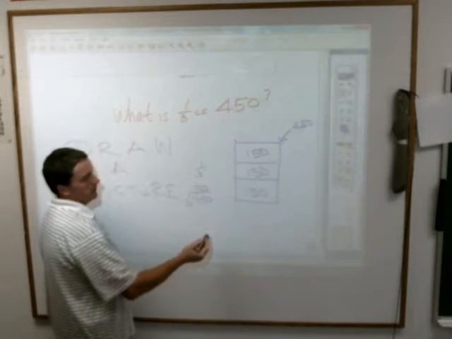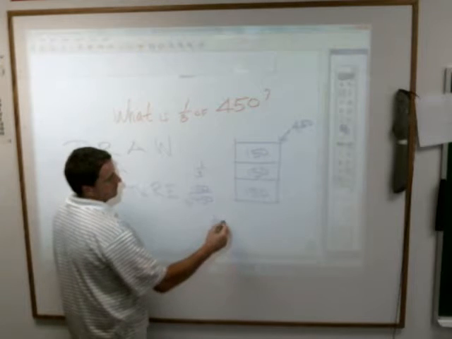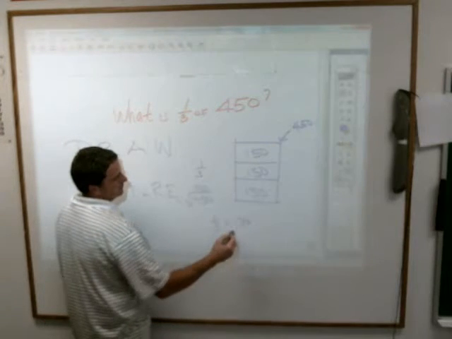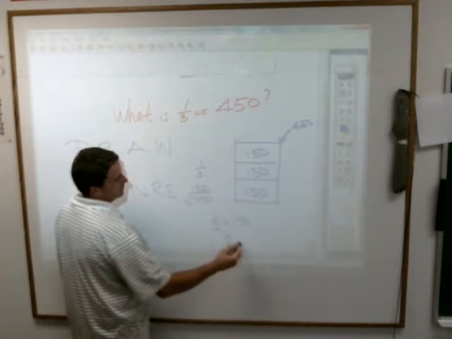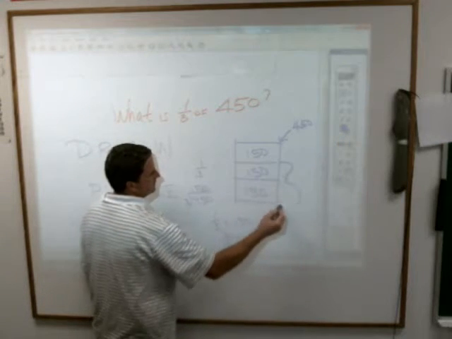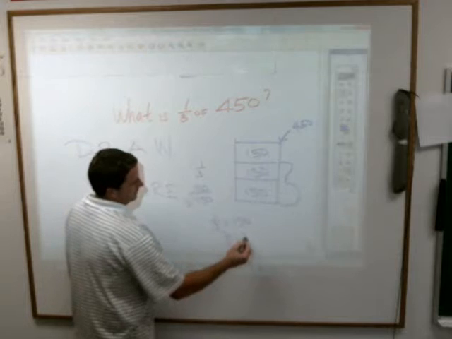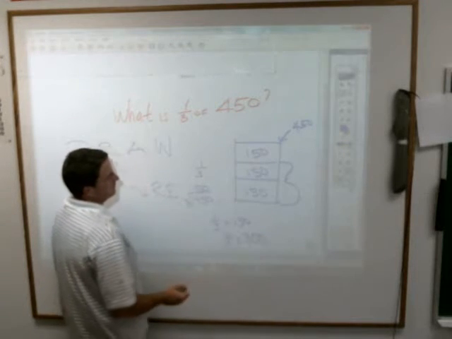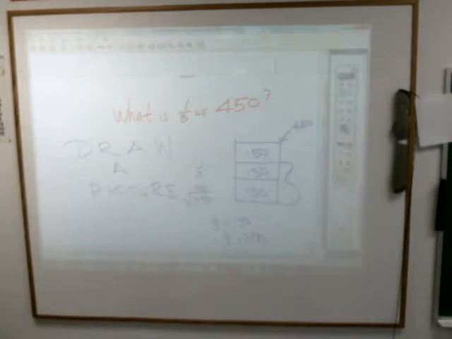So 1/3 is 150. 2/3 would be how much? If you have 2/3, which would be 2 of these pieces, you end up with 300. I need to see that little box, although it doesn't look like they get too complicated here. They just give you all the simple stuff there.